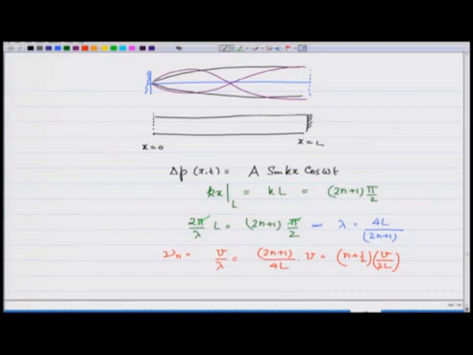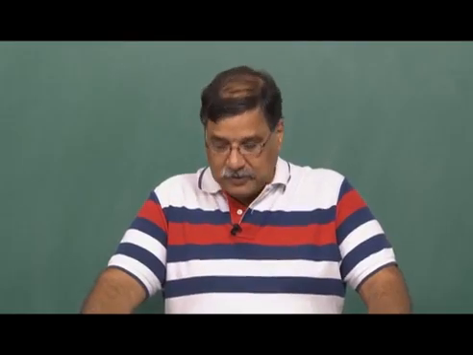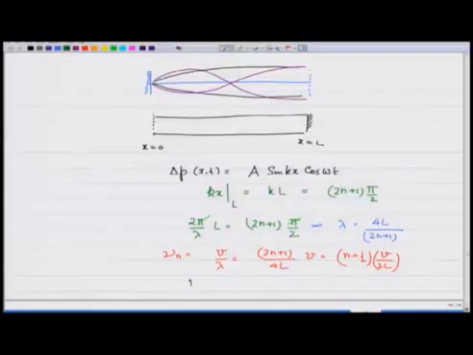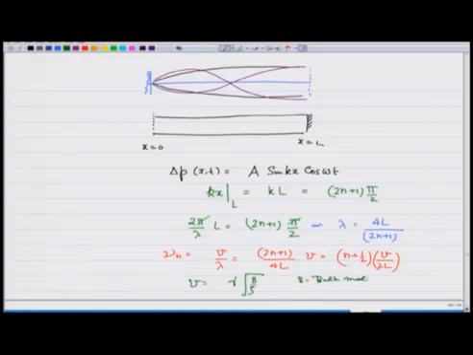So, you see this is exactly the same case as in the case of string, except that the velocity now is going to be not square root T by mu, which was the case for the string, but gamma square root B by rho. So, let me write this. The velocity in this case is given by gamma square root of B by rho, where B is the bulk modulus, rho is the density, and gamma is the Cp over Cv for the gas. So, the only thing that changes is the velocity, the rest, because of the boundary conditions, is the same.